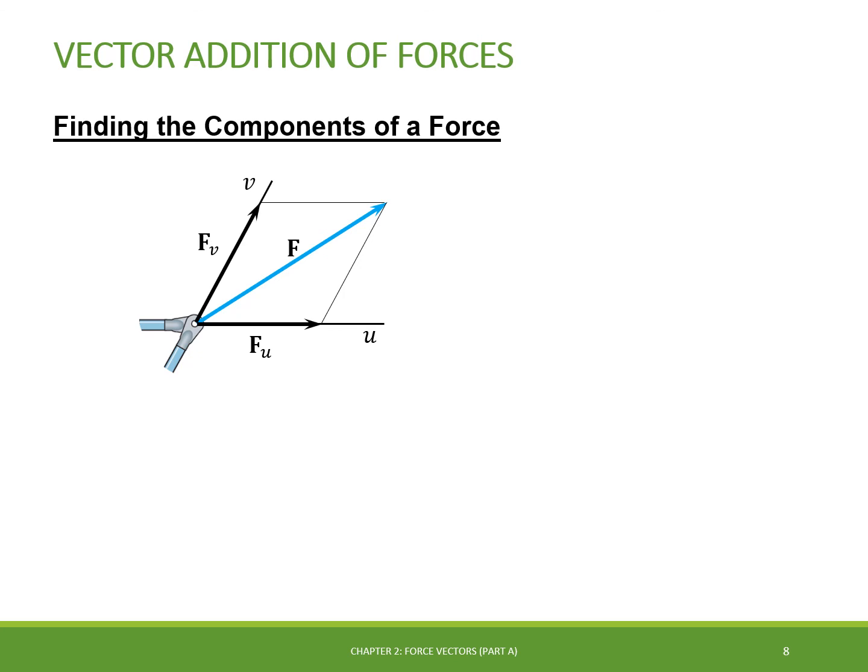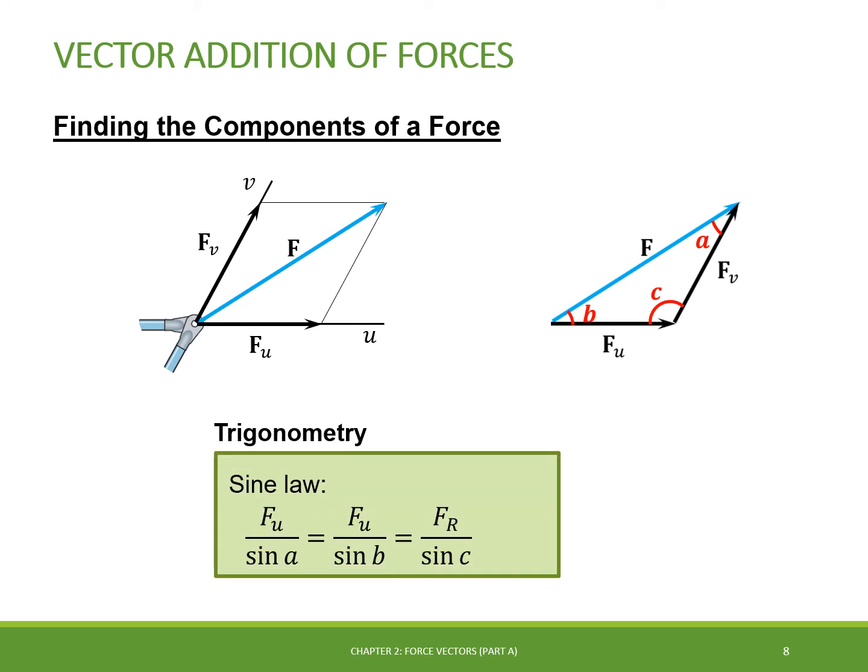The two force components, Fu and Fv, are then established by simply joining the tail of F to the intersection points in the U and V axis. Finally, this parallelogram can then be reduced to a triangle, which represents a triangle rule, and the sine law can then be applied to determine the magnitudes of the components Fu and Fv.